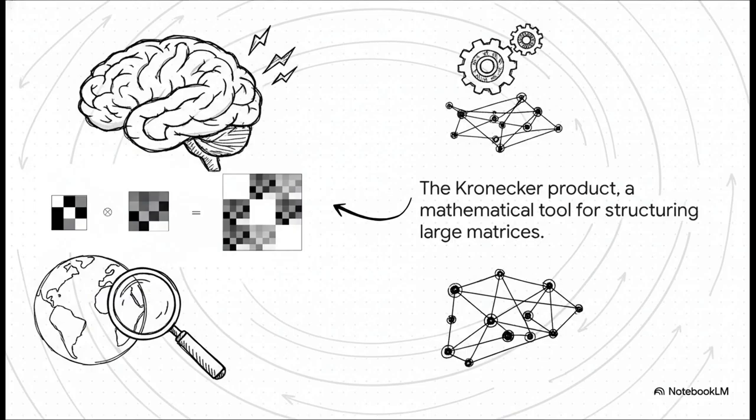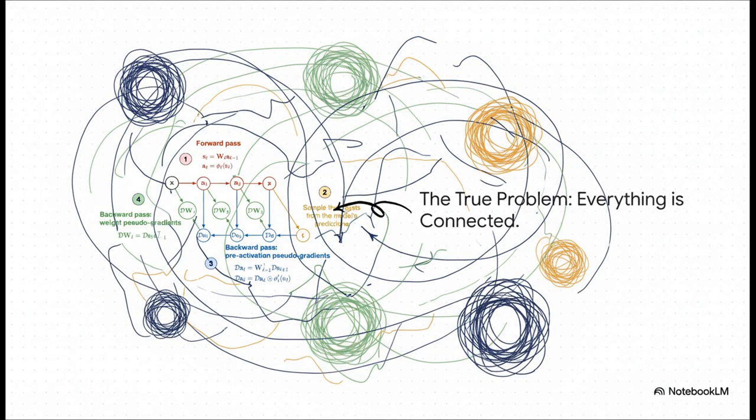impossibly huge Hessian map. To really appreciate this hack, you first have to see the true problem. This is basically what the calculations inside a real neural network look like. It's a giant tangled web. Every part is connected to and influences every other part. And this crazy interconnectedness is exactly what makes that true Hessian map so massive and so complex to figure out.